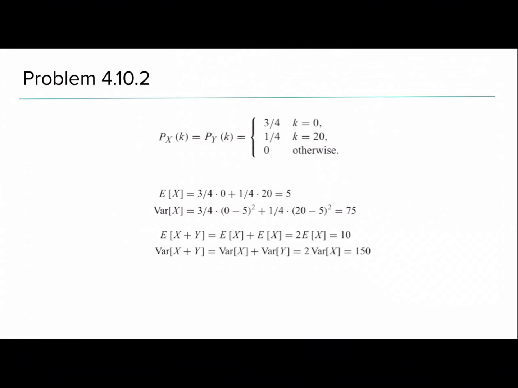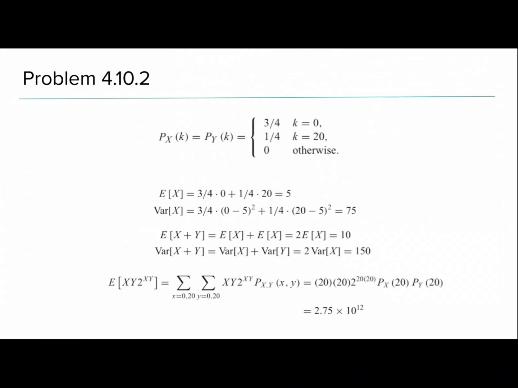So next we have to find the expectation of X plus Y and variance of X plus Y. Since X and Y are independent and identically distributed, the expectation of A plus B and variance of A plus B turn out to be expectation of A plus expectation of B, and variance of A plus variance of B. And since A and B are the same here, we have E of X plus Y is equal to 2 times E of X, which is 2 into 5, 10. And variance of X plus Y is equal to 2 times variance of X, which is 2 into 75, which is equal to 150.